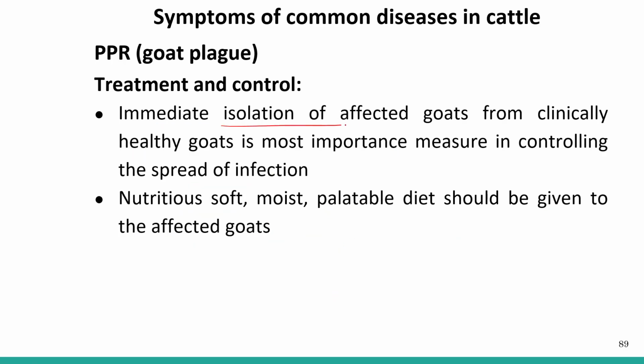Immediate isolation of the affected goat from the clinically healthy goats is the most important measure in controlling the spread of the infection. So if we do not want to spread this particular infection, the first thing we must do is isolate the affected goat, so that the disease does not spread to the other healthy animals.